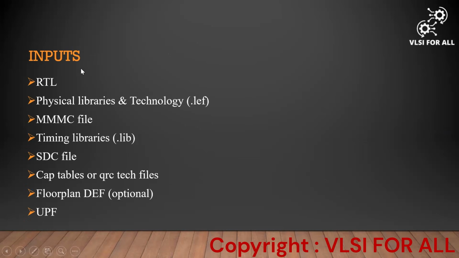So in the flow, the first is inputs. What are the inputs which we provide in physical aware synthesis? RTL, physical libraries, which means lib and lef timing library. One more is the MMMC file. Another one is the SDC file. The other one is the cap tables or QRC tech files. And the other one is the floor plan DEF, which is optional. And the other one is UPF.